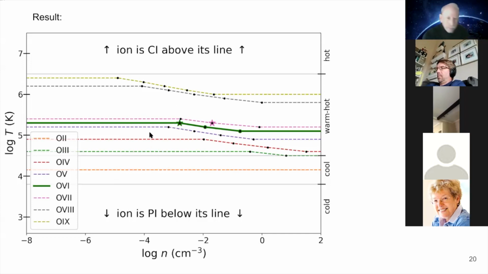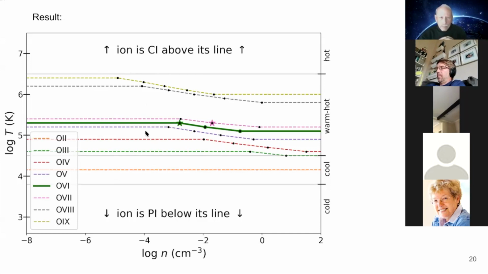Whereas down here, oxygen 2, 3, and 4 are collisionally ionized, but 5 through 9 are all photoionized. So this makes this whole idea of PIE and CIE problematic, or at least complicated, because the ions don't all have the same thresholds. High ions will be photoionized at much hotter temperatures than low ions will be.